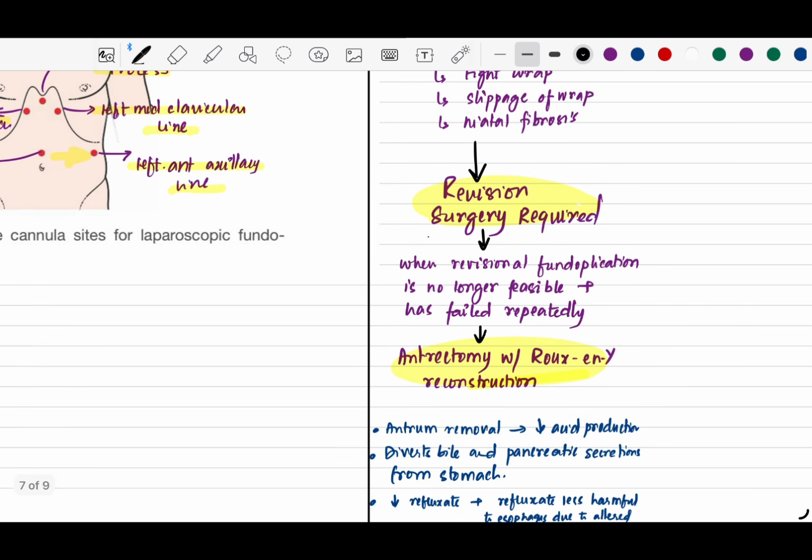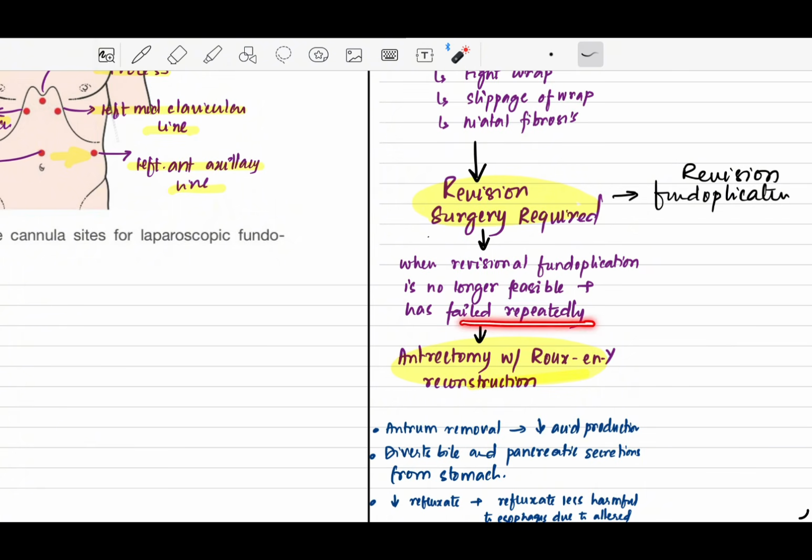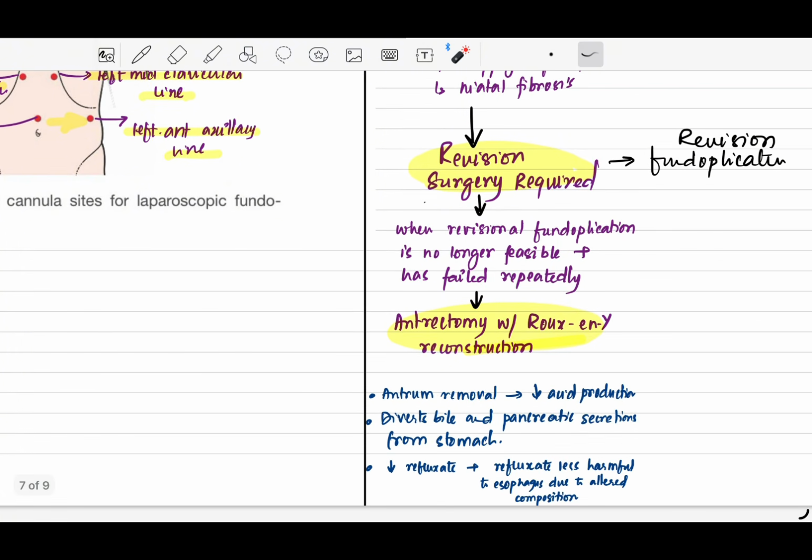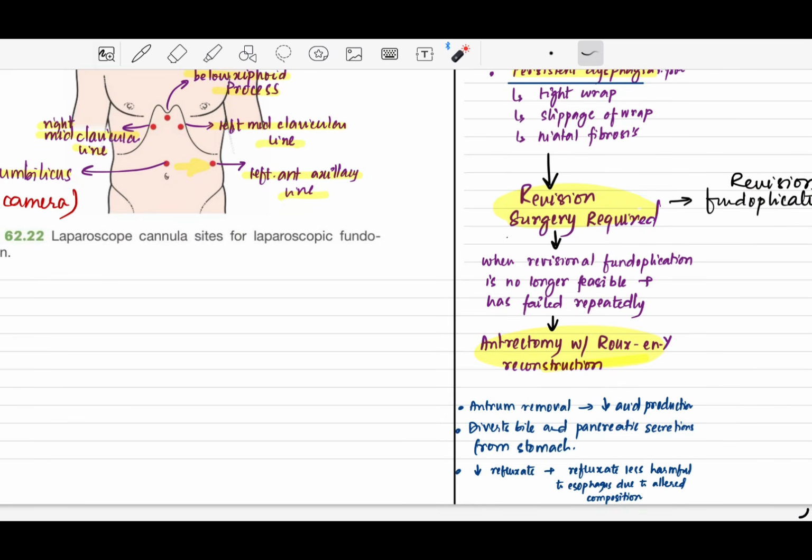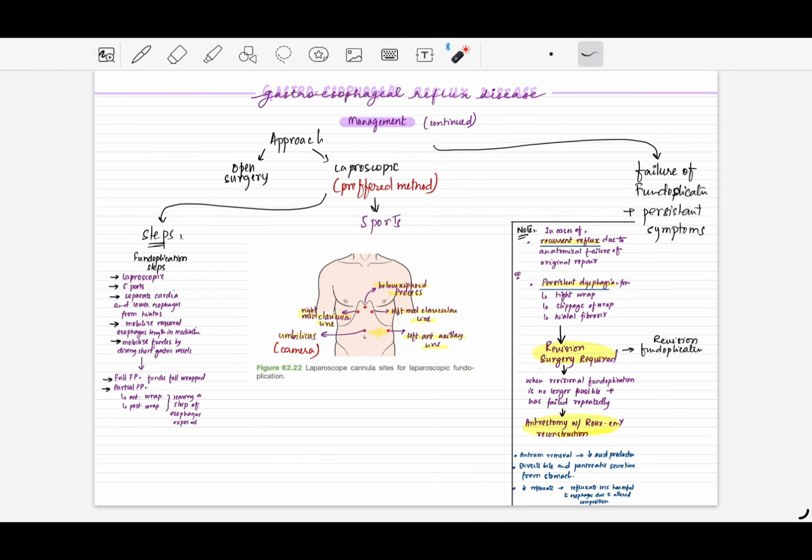In revision surgery, we do fundoplication only, right? So this is going to be known as a revision fundoplication. When the revision fundoplication is no longer feasible, or you have done it repeatedly and it continues to fail, then you have to do antrectomy with Roux-en-Y reconstruction. In antrectomy, the antrum of the stomach is removed, which results in decreased acid production. And by creating the Roux-en-Y, we divert the bile and pancreatic secretions, which decreases the amount of refluxate, thus relieving GERD. So this is all we need to know about the management of GERD.